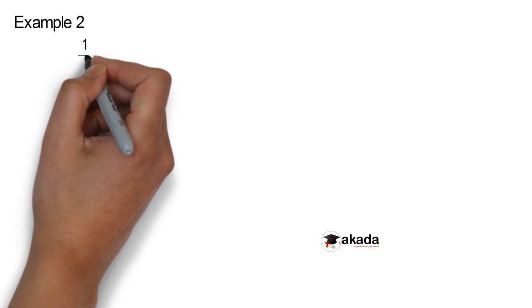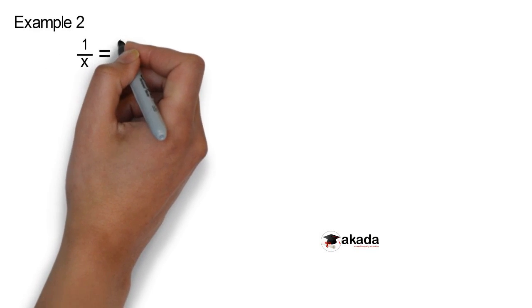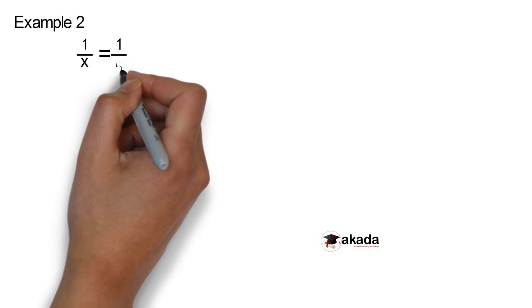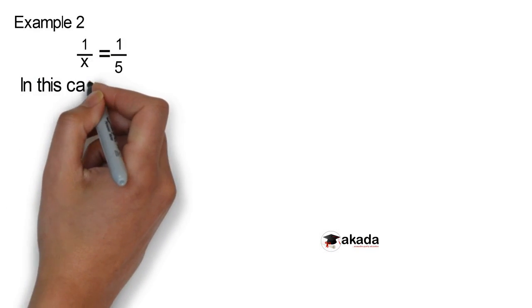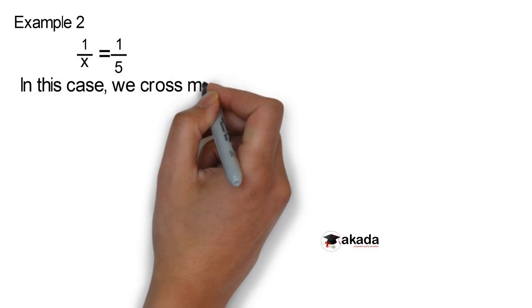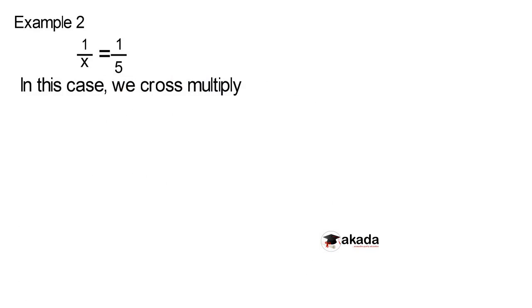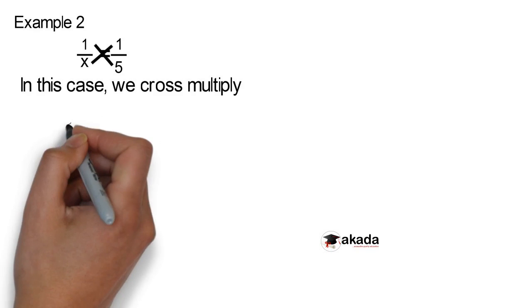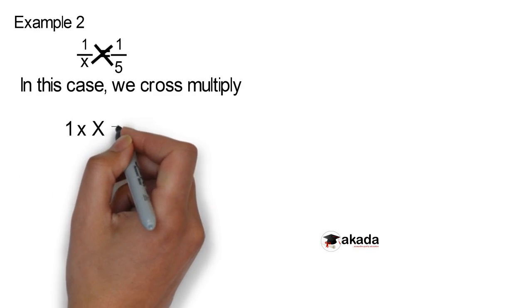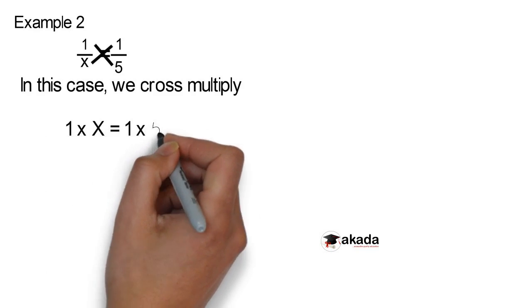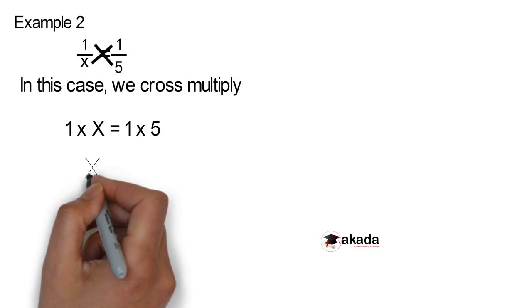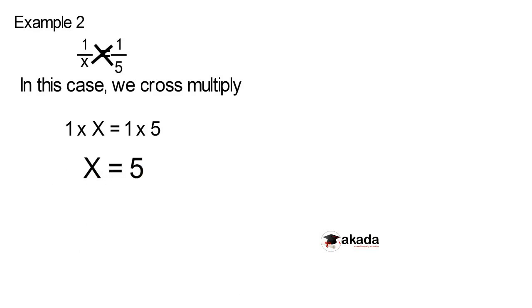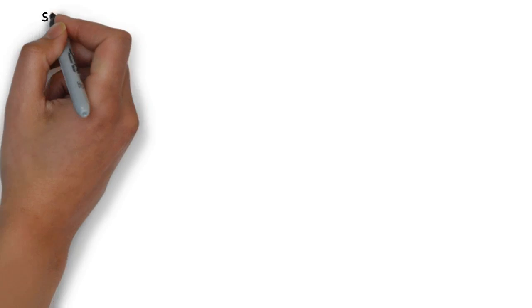Let's look at another example. Example 2. I have 1 over x equals 1 over 5. Solution: what do I do here? In this case, I cross multiply. What do I mean by this? It means my x is multiplying the 1 at the other side, and my 5 is multiplying the 1 at this side. So I have 1 times x, or x times 1, equals 1 times 5, or 5 times 1. So 1 times x is x and 1 times 5 is 5. So I have x equals 5. So that is that.